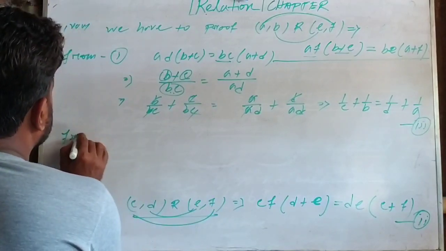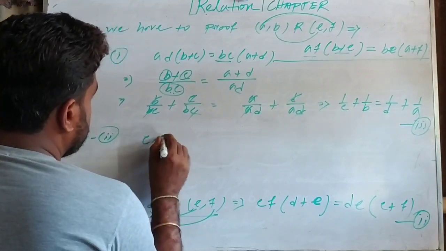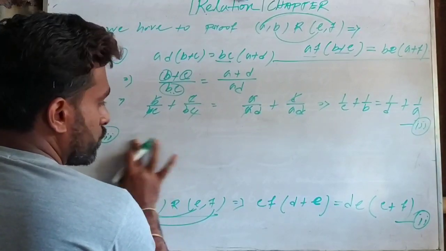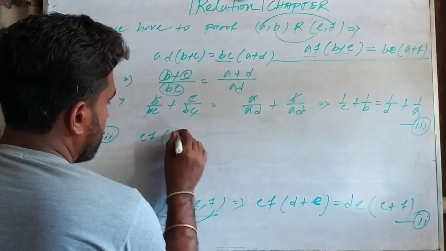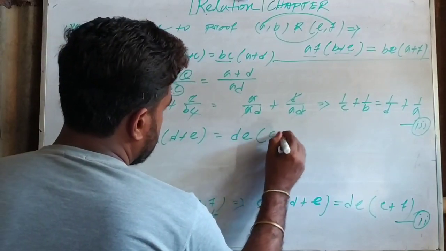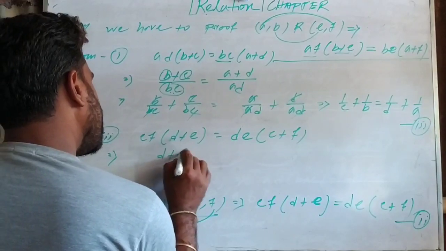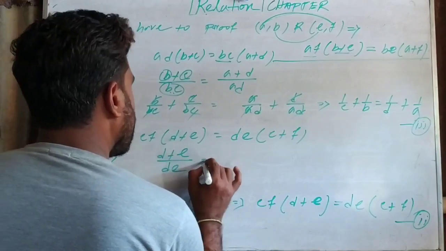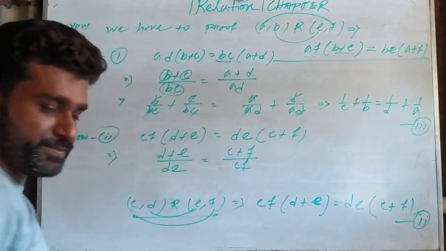फ्रॉम 2, C. फ्रॉम 2 तो क्या है? CF, so D plus E equals to DE C plus, now the same thing, D plus E by DE equals to C plus F by CF.